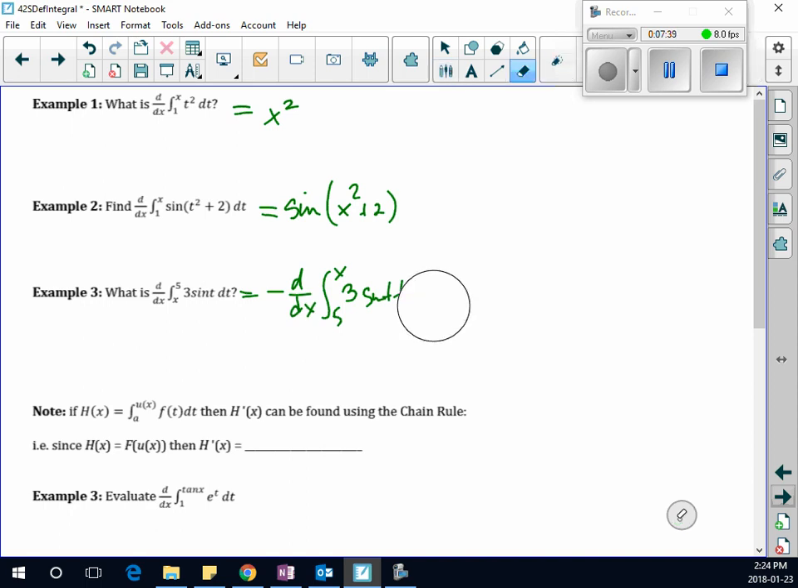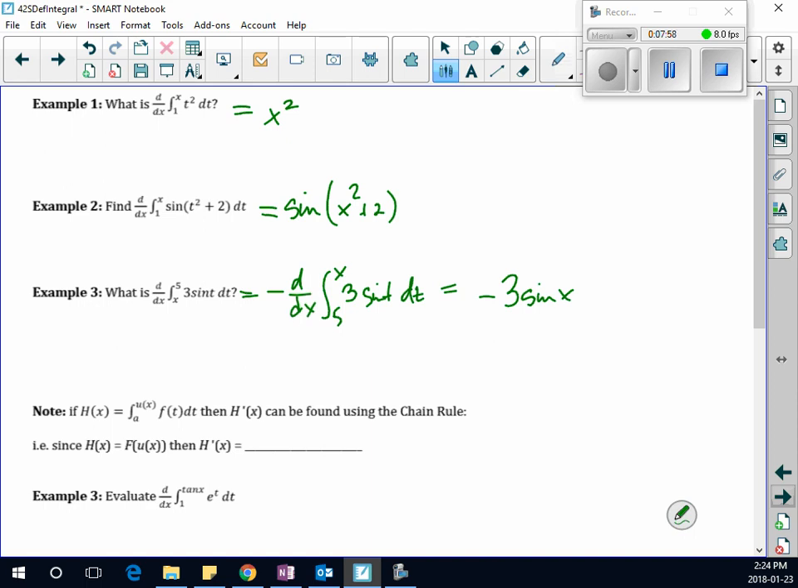I already put the t there. dt. So what do we get then? -3 sine x. All right.